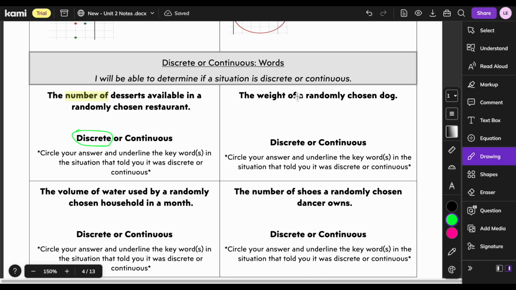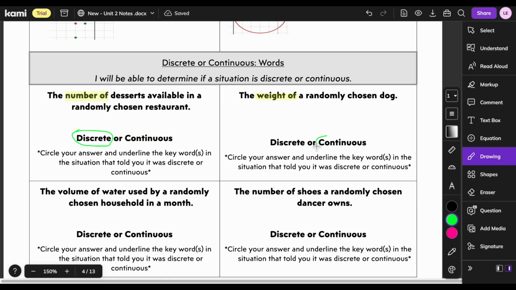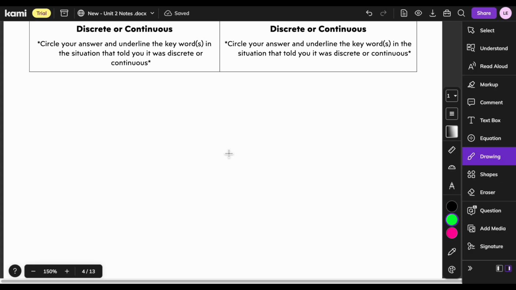Moving over here, the weight of a randomly chosen dog, what I notice right away is this weight of right here. Weight of refers to measuring, and when I am measuring something, that is a continuous function. Okay, weight of, you're measuring.